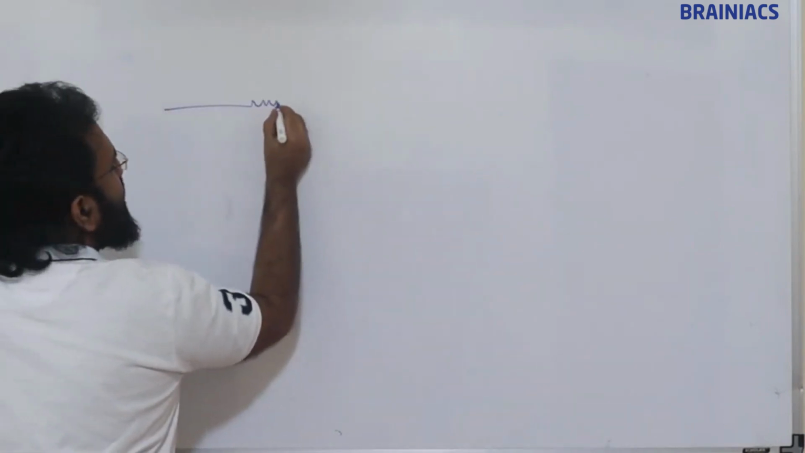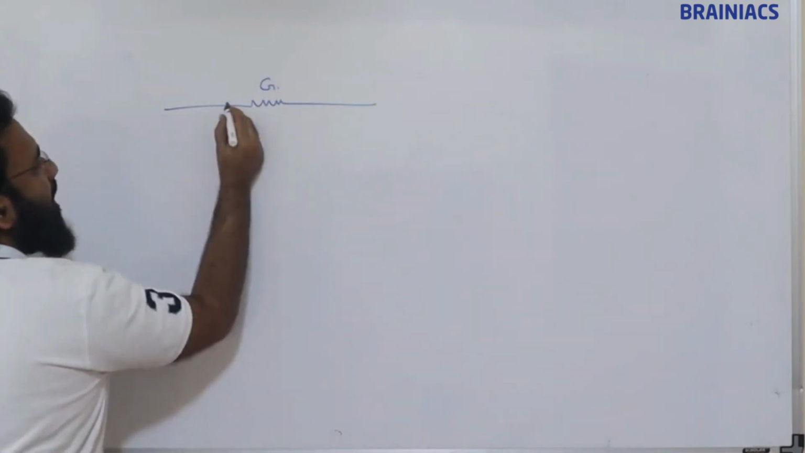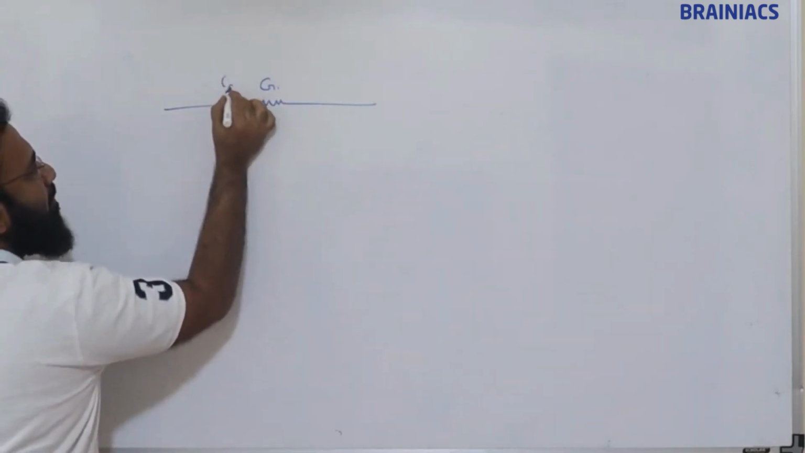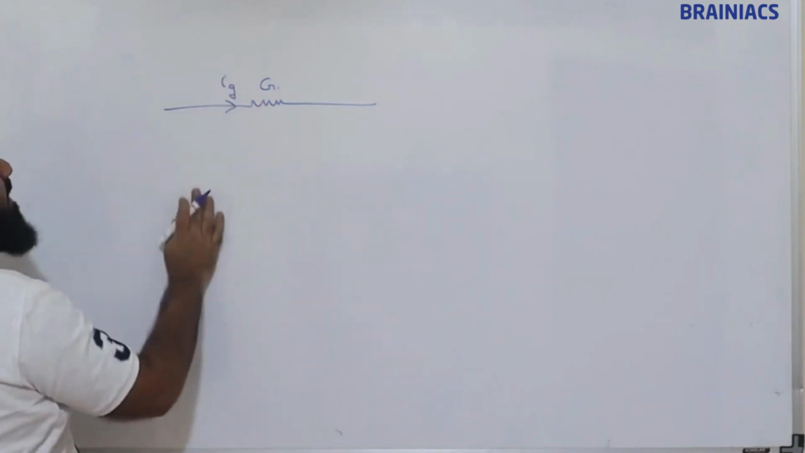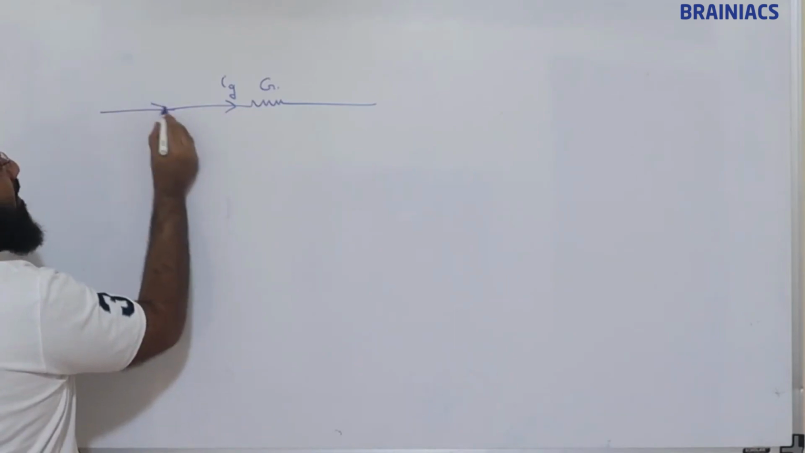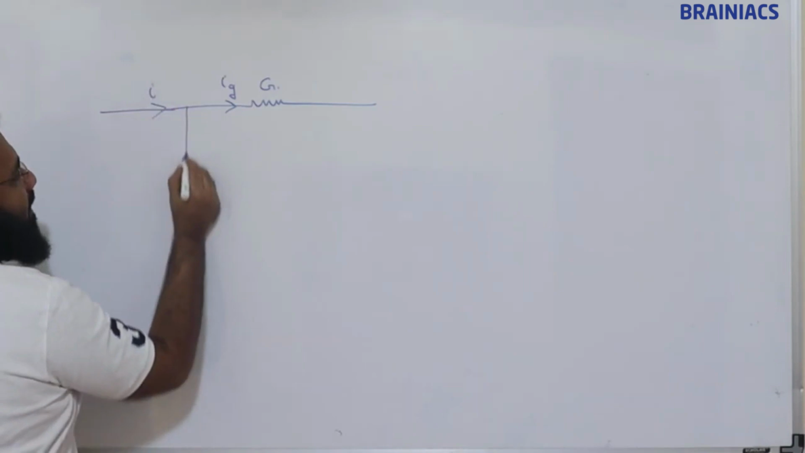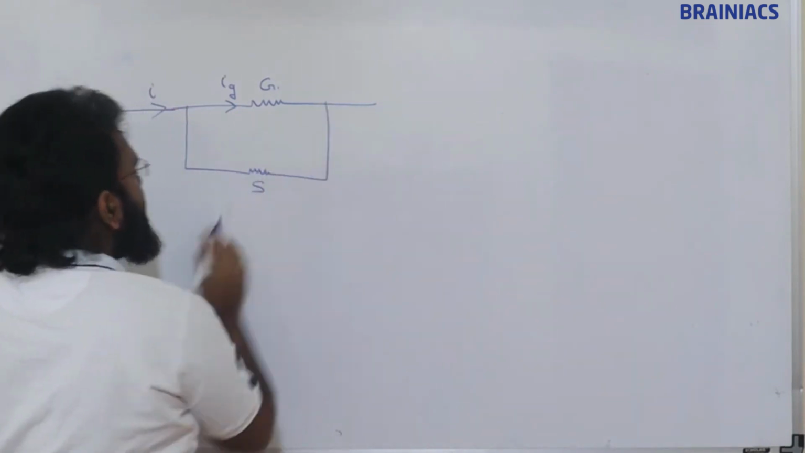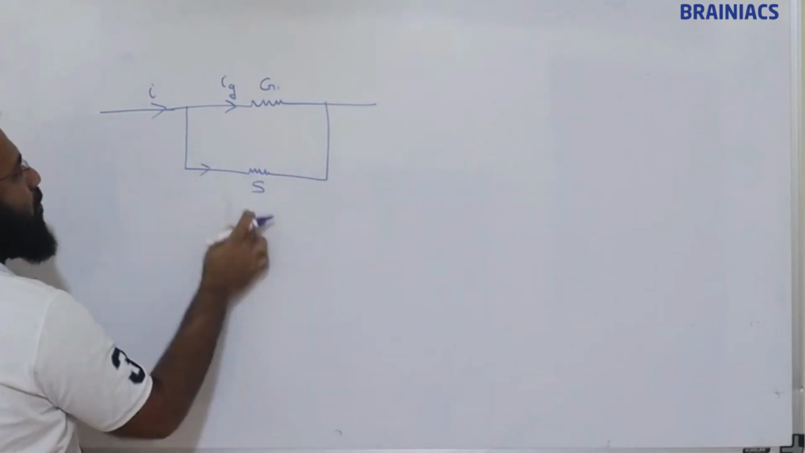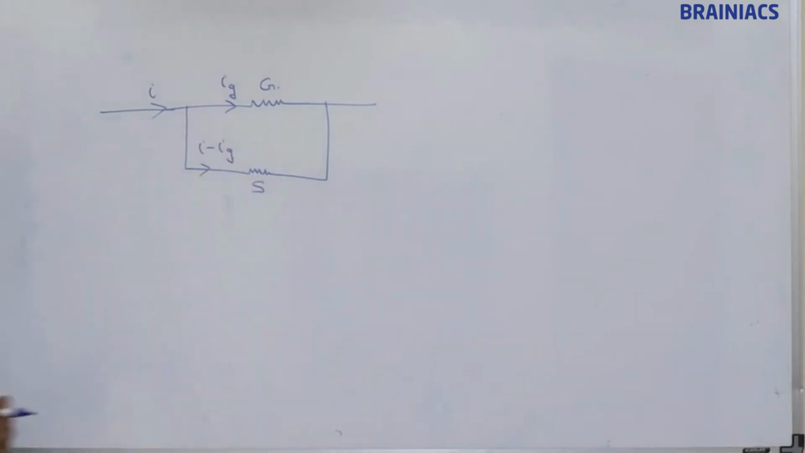Suppose this is the galvanometer resistance G, and the maximum current which can pass through this galvanometer is Ig. The current coming in the circuit, which we need to measure, is I, and the shunt resistance is S. The current passing through the shunt will be I minus Ig.